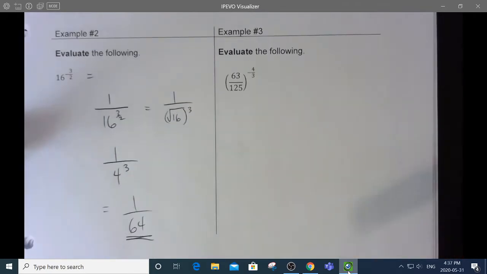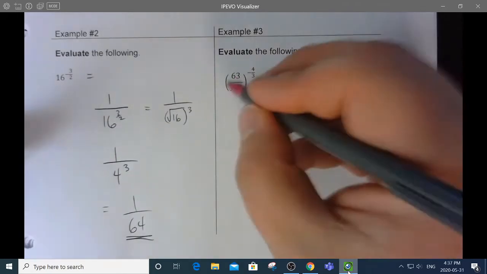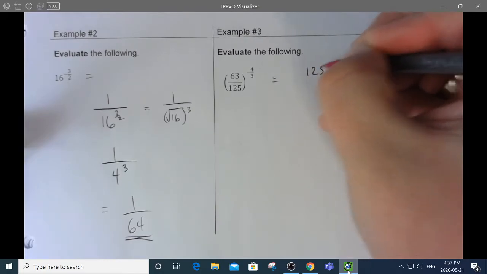Okay. Oops, sorry, I'm off the screen. All right, now this one. The negative makes it reciprocal.